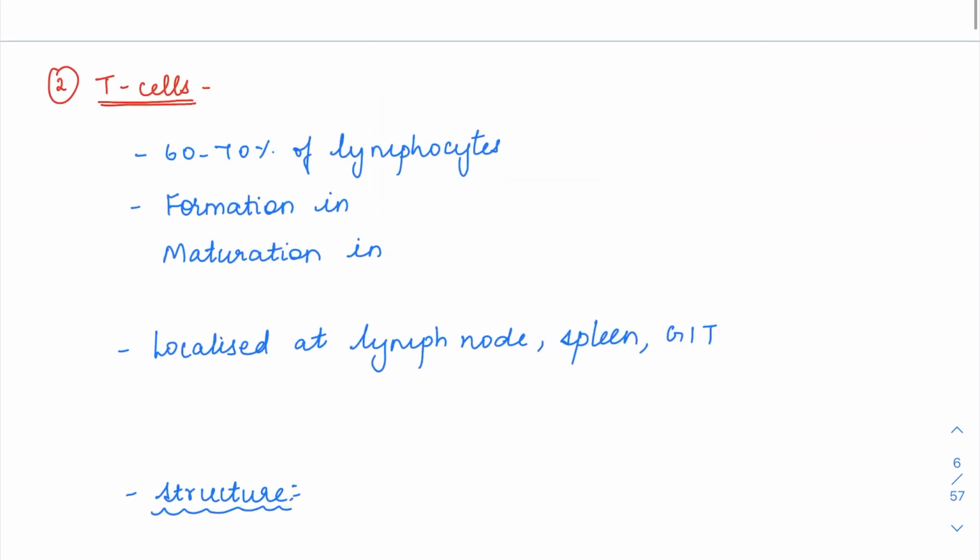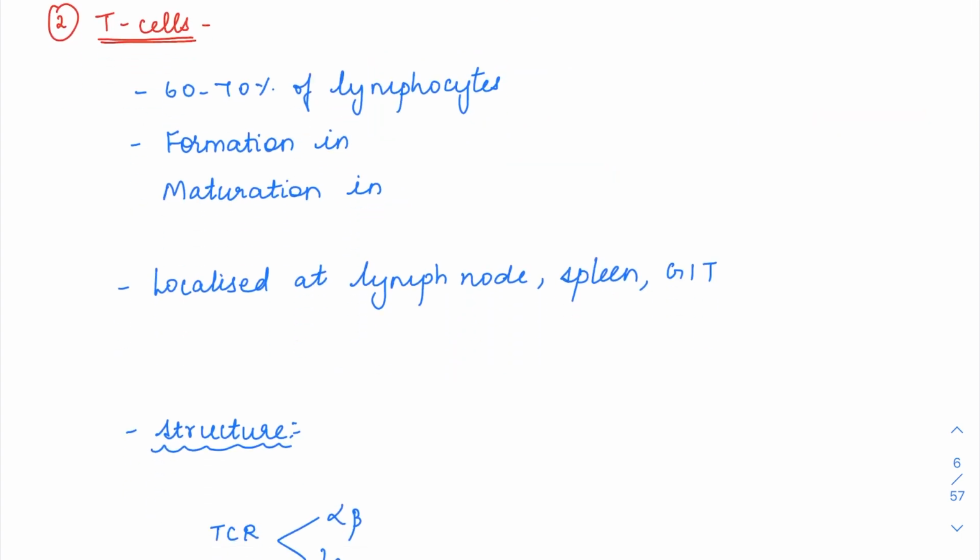So, let's move on to the T cells now. As I mentioned already, the maximum amount of lymphocytes is going to be T cells, which is 60 to 70%.